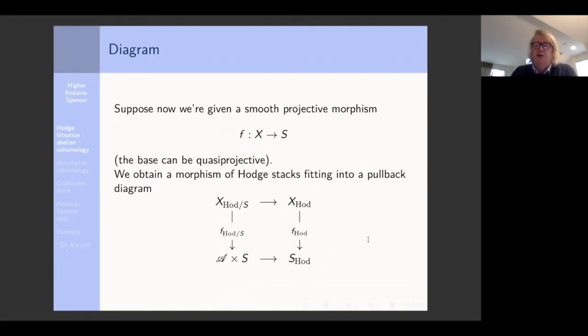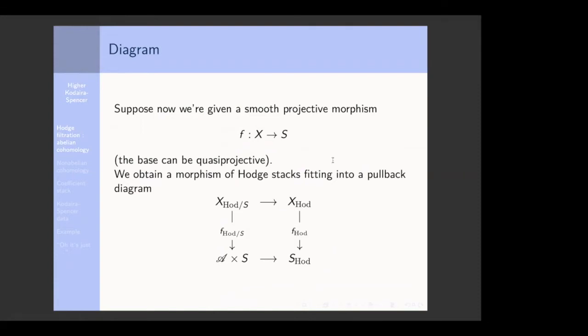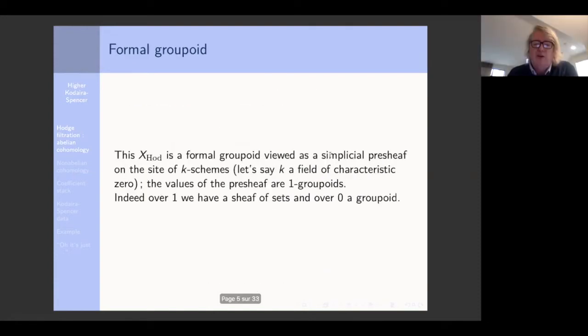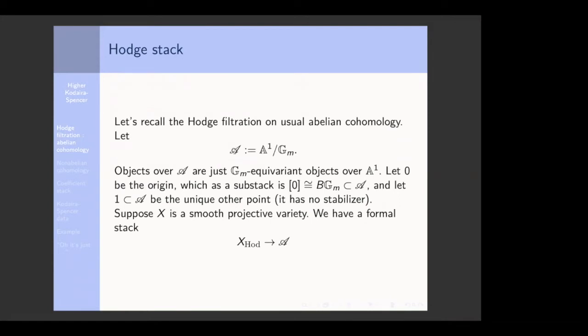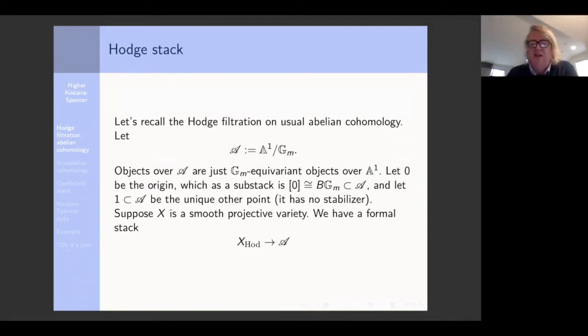So now suppose we have a... Could you repeat the definition of A? Sorry. So A is that quotient. Using the same letter, you can just think of A as being A1 if you like. Okay, that's okay. So A is A1, but we're looking at a GM action. So we're looking at GM equivariant things over A.